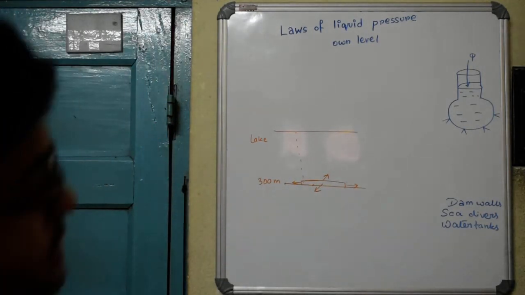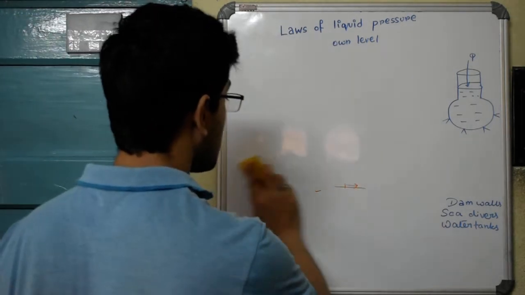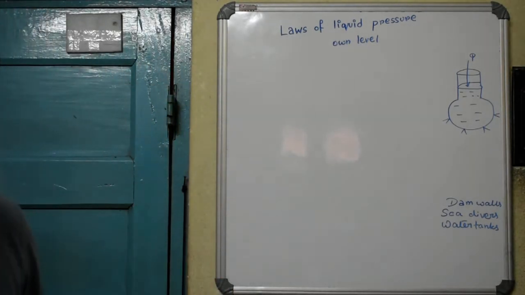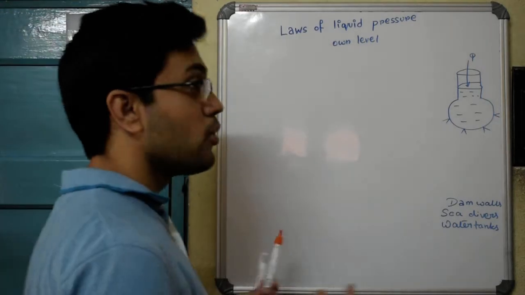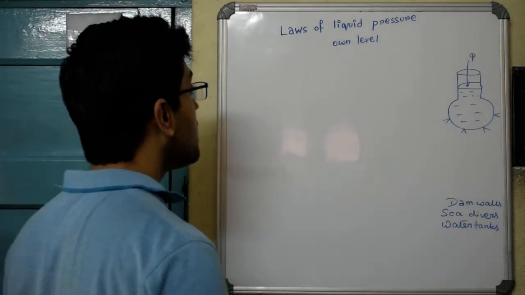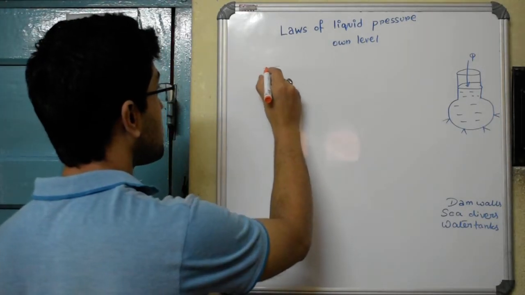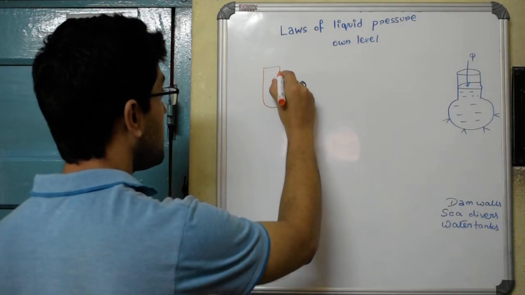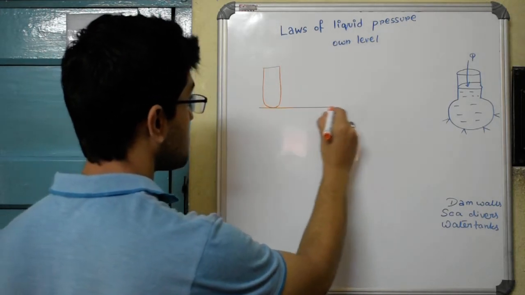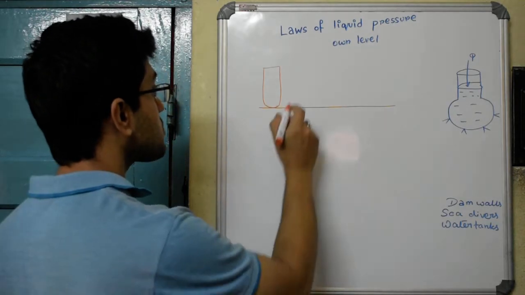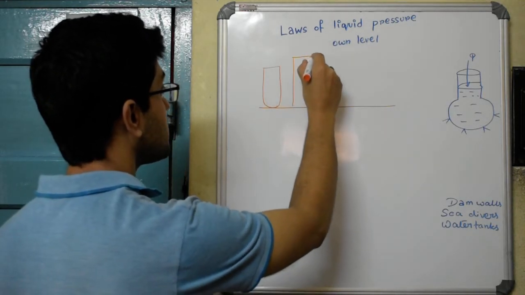Finally, the last law of liquid pressure is that a liquid always seeks its own level. So what does this mean? Consider this. Suppose there is a test tube like this. This is a test tube. Suppose there is a glass like this.